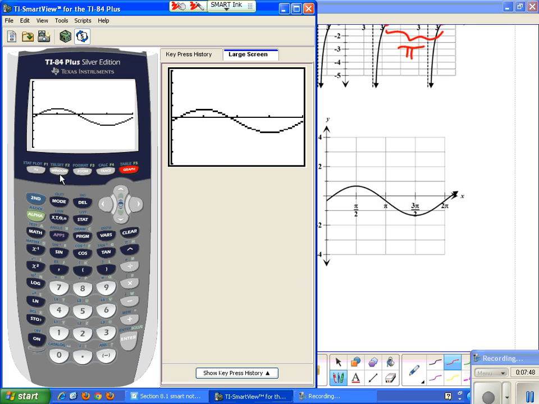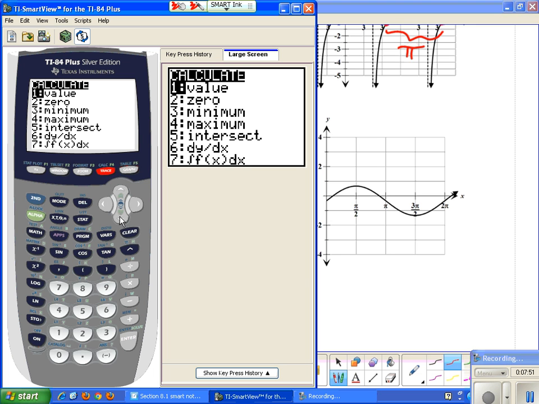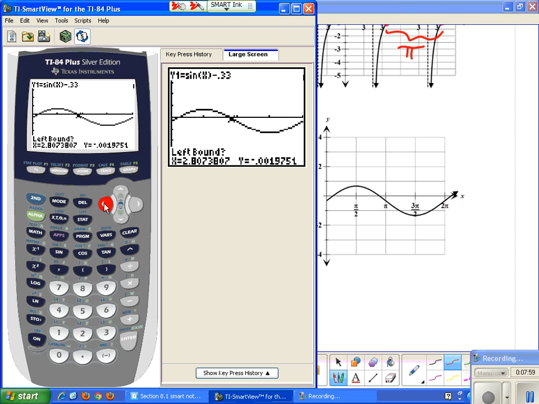So if I do second trace and I do my zero method, zero method number 2, I'm going to do my left bound, enter, right bound, enter, and then enter. And so one of my zeros, and again, since we're solving this equation, we're only solving for x, so you only need your x value, would be x equals 2.8053, and then I'd have to do second trace and do the zero finder again for the other zero that was over here.